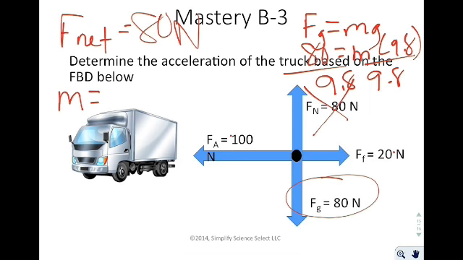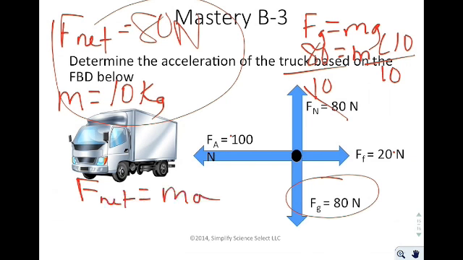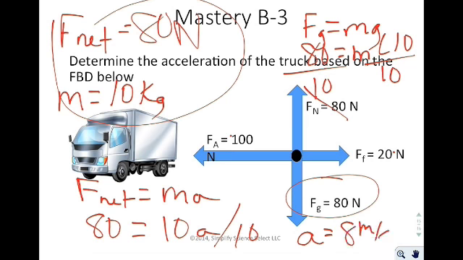Okay. For the purposes of this calculation, I'm going to go ahead and use 10 because a lot of teachers would prefer that you use 10 just to make the math a little bit easier. The acceleration due to gravity is actually 9.8, but sometimes you're rounding to 10 just to make the calculations easier. In this case, the mass is 10 kilograms. You have a net force, you have a mass, so you can use the equation F net is equal to mass times acceleration, or 80 is equal to 10a. Divide both sides by 10 and you get an acceleration of 8 meters per second squared.